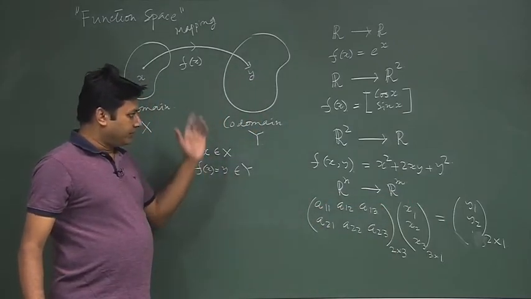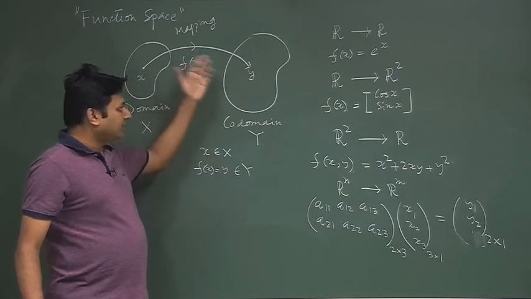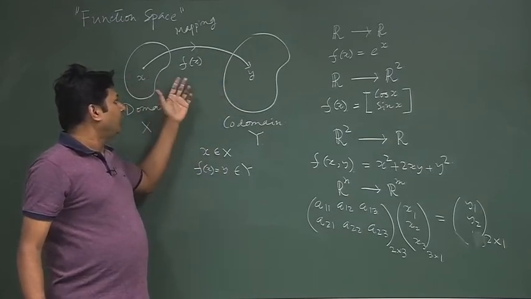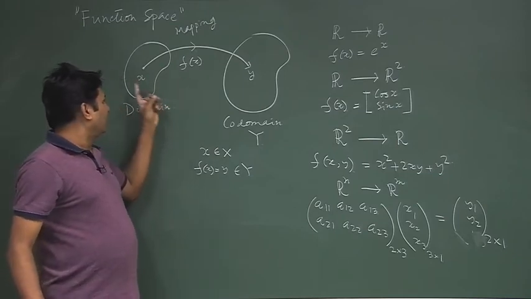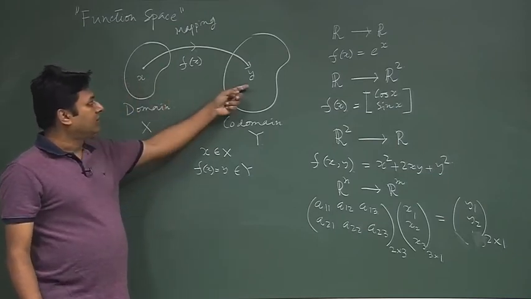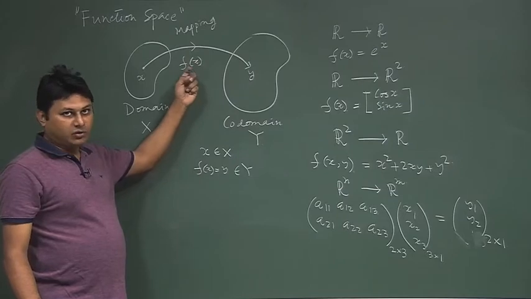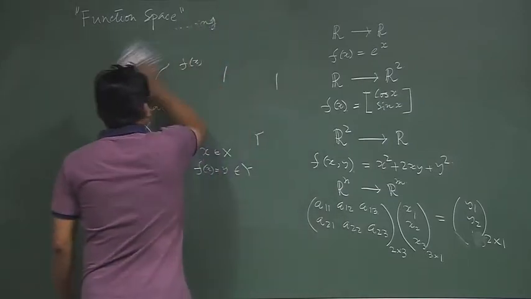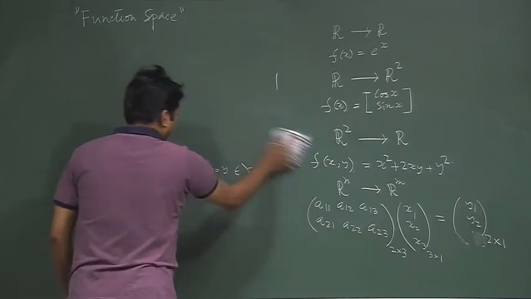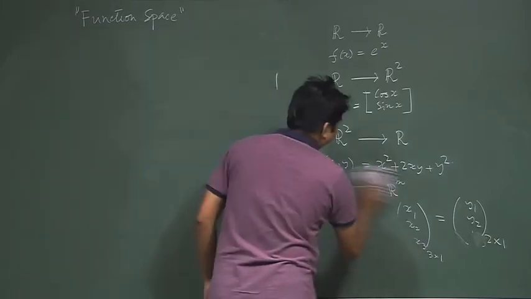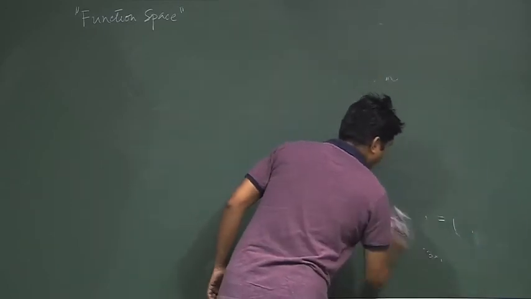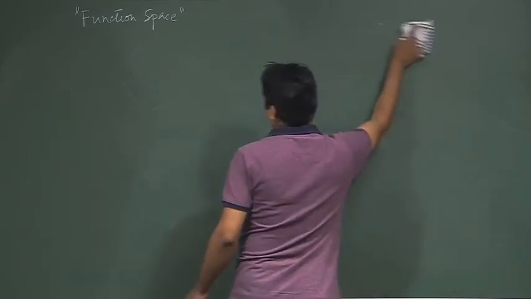So the point is that a function is nothing but a rule or mapping. This rule and mapping allow us to take this value from here to here through this function or through this rule f(x). Okay, so this is a very, very basic thing about functions. Now I will go back to this function space.